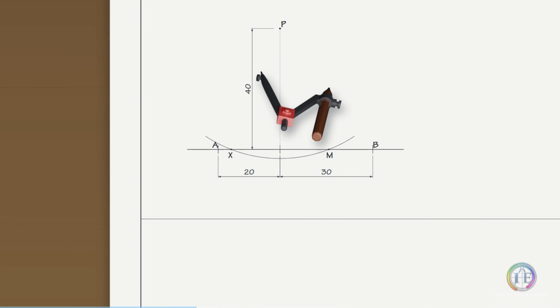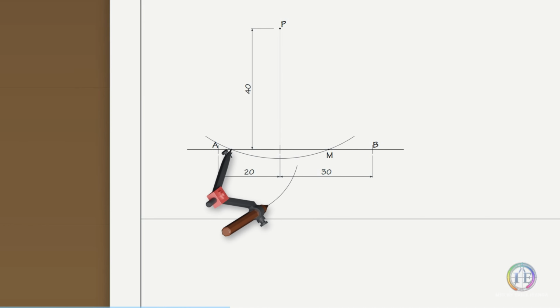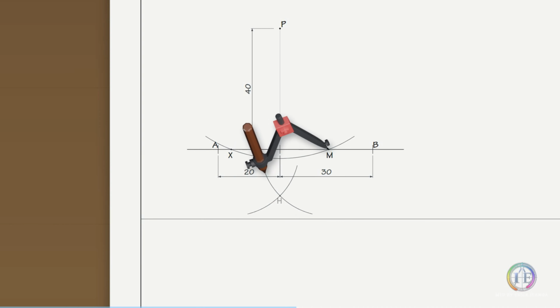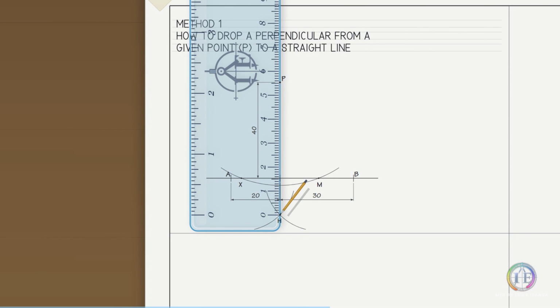With X as the center, using a radius greater than half of XM, draw a thin arc below the line. With M as the center and the same radius, draw a second arc to intersect the previous arc at H. Join H to P. The line intersects AB at the point W.